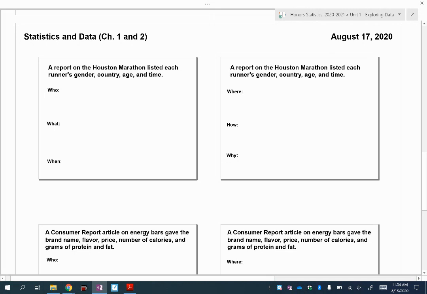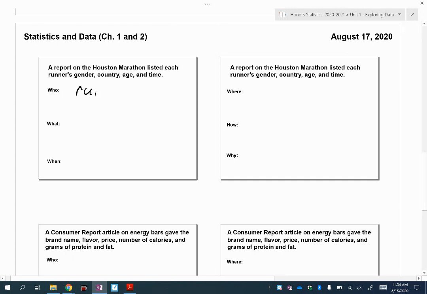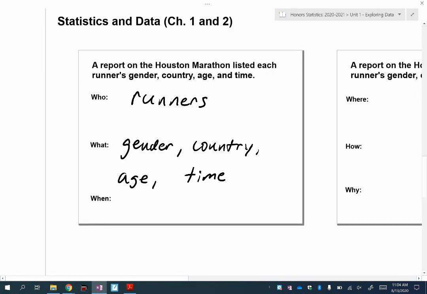All right, so let's start with this first example. It says a report on the Houston Marathon listed each runner's gender, country, age, and time. So the who are going to be the runners. The what, these are the variables. And so it gives us 4 variables. We have gender, country, age, and time.